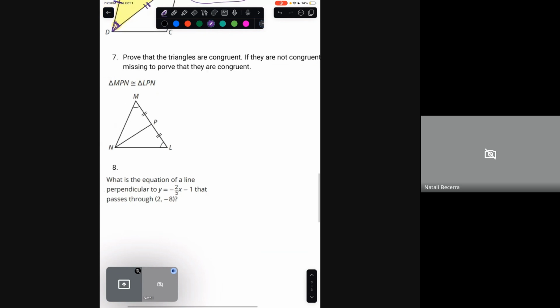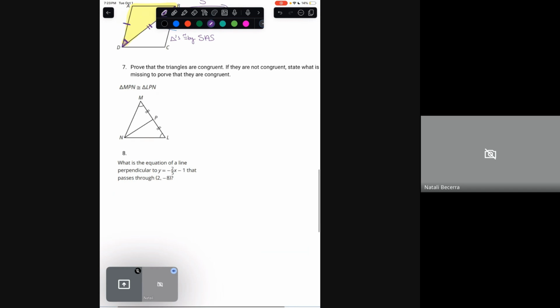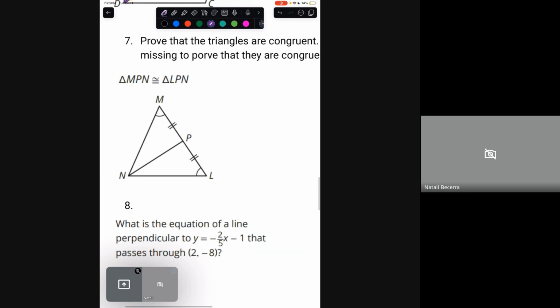All right, number 7. Prove that the triangles are congruent. If they are not congruent, state what is missing to prove that they are congruent. Okay. So remember, we're looking at one triangle at a time. So all my focus is going to be on this triangle. I'm going to focus only on this triangle. Okay, so I have angle NMP is congruent to what angle on the other triangle? It'll be NLP.